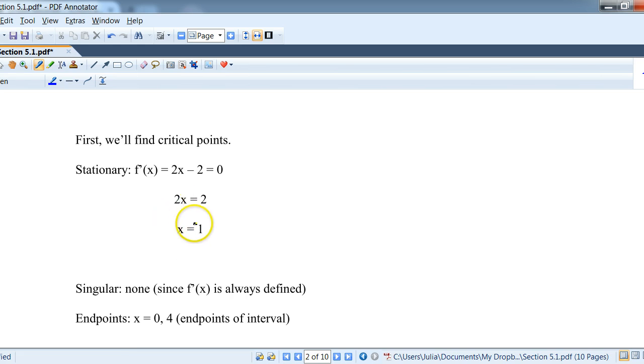Let's say 2x equals 2. Usually this kind of polynomial derivative is always defined. By defined, we mean if any x that we plug into the function, do we get an actual y value or the actual answer. So for example, if you have a denominator and you're dividing by x, if the function is not defined at a certain point, then that could be a candidate for a singular point. But it's usually not an issue for polynomials. And we do have a couple of endpoints, 0 and 4.